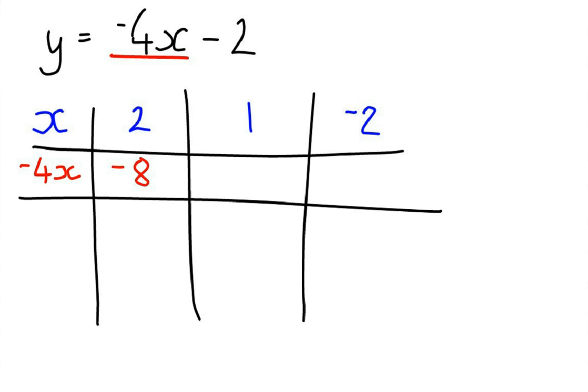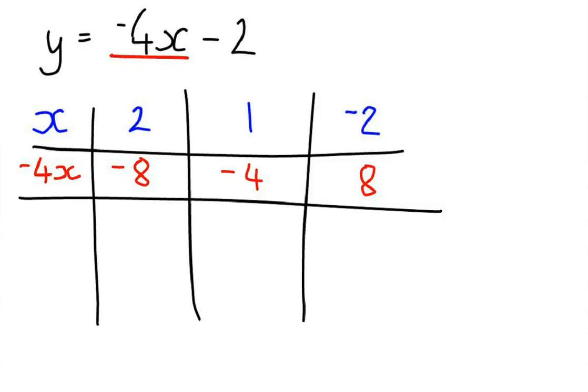Be very careful with your rules for multiplying negative numbers. When x is 1, negative 4 times 1 gives me negative 4. And remember our rules once again for multiplying negatives. Negative 4 times negative 2 will give me positive 8. That's a positive number. Okay, so we've dealt with the negative 4x part of our equation. Now we're going to deal with this negative 2. Now once again, that doesn't change. That's not dependent on the value of x.